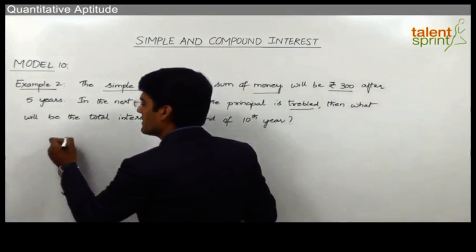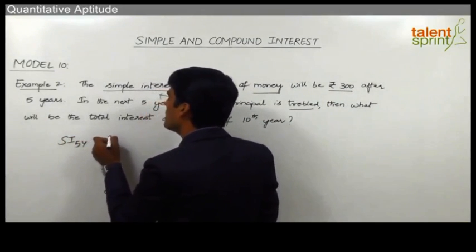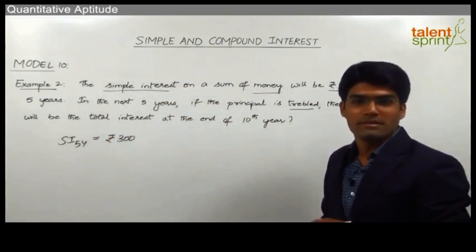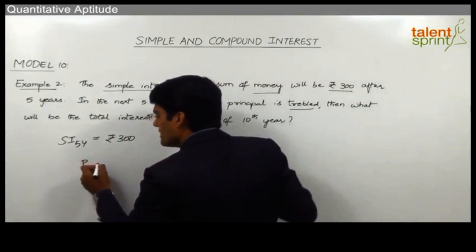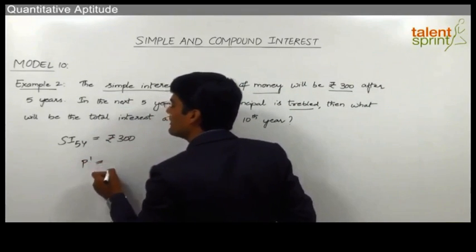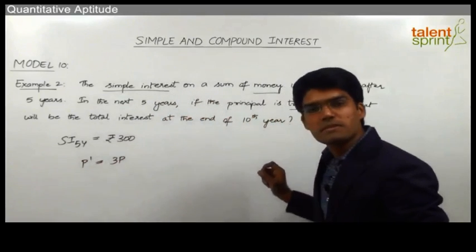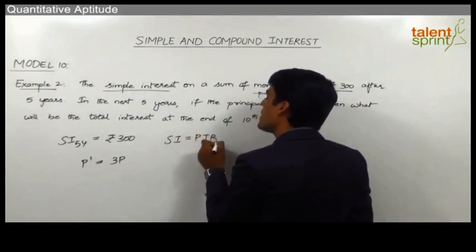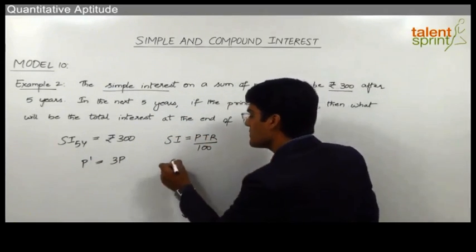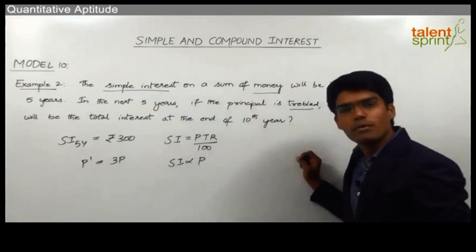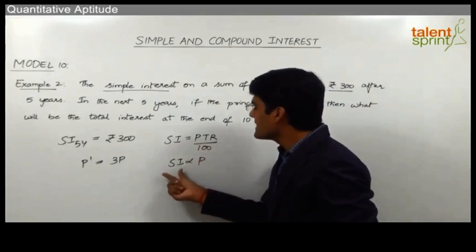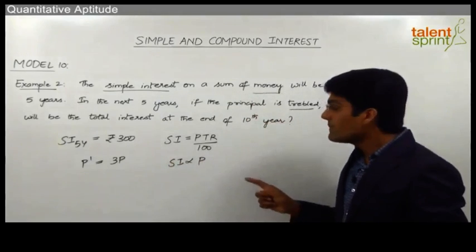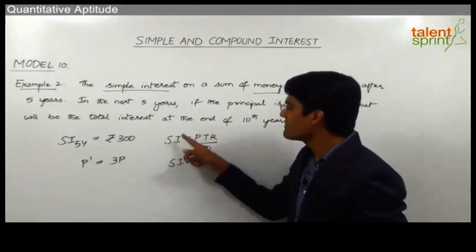As given in the question, the simple interest for 5 years is rupees 300, and in the next 5 years the principal is trebled. That means the principal amount P becomes 3 times. So we can say that the new principal P dash is equal to 3 times the original principal P. We know that simple interest is equal to P into T into R by 100. That means simple interest is proportional to the principal amount. As the principal increases, the simple interest increases, and as the principal decreases, the simple interest decreases. The same thing happens with simple interest and time, and simple interest and rate of interest.